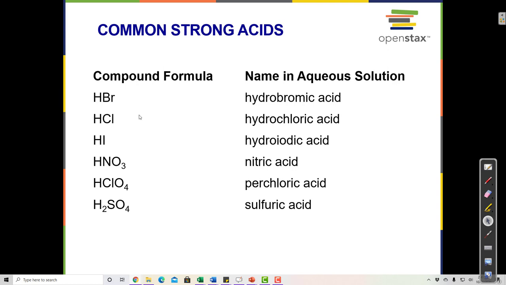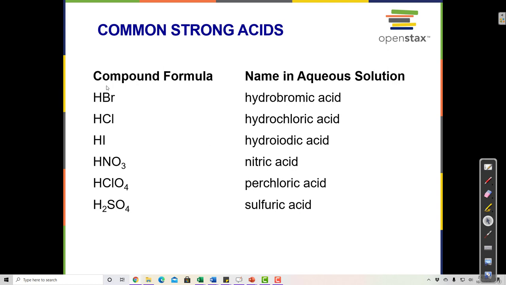HBr is hydrobromic acid, HCl is hydrochloric acid, HI is hydroiodic acid. Remember, when there's only two elements in an acid, then I name the H. I call it hydro something. But when there's more than two elements, one, two, three elements, then I don't name the H anymore. So notice that these acids down here all have more than two elements, and I don't have hydro in front of them. So this is a nitrate. NO3 is nitrate. So this becomes nitric acid. ClO4 is perchlorate. So perchlorate becomes perchloric acid. SO4 is sulfate. So sulfate becomes sulfuric acid.